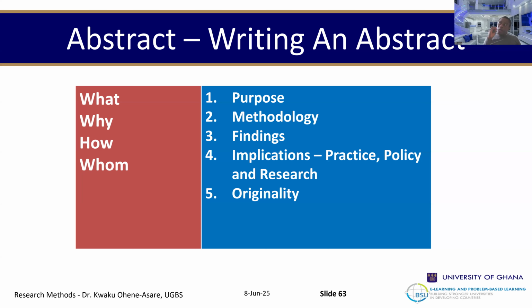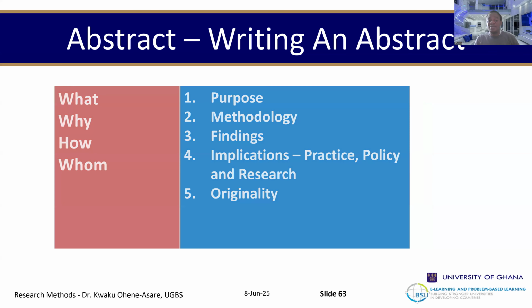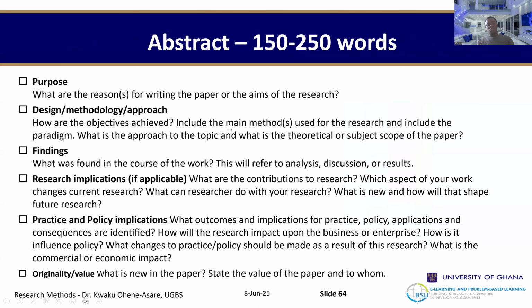Indicate how original your work is, how contributory your work is. Indicate whether you are making a methodological contribution, a theoretical contribution, an empirical contribution, or a policy contribution. Indicate that. Be so precise and concise that the reader is not left in any doubt. The abstract has to be there, and has to be there so well. It has to normally be between 150 to 250 words.